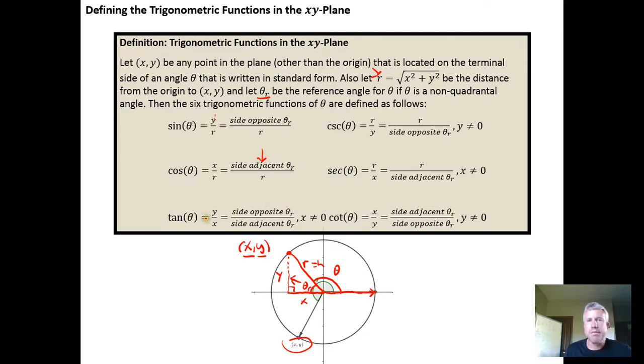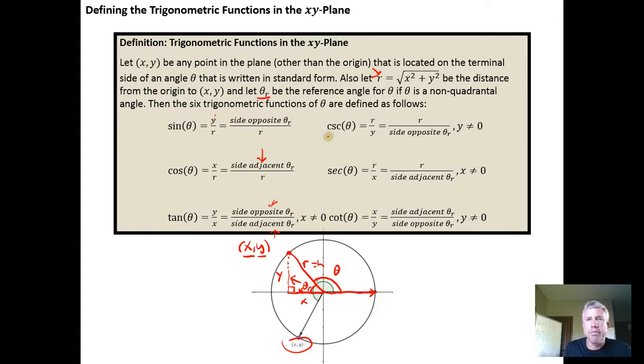And then the tangent of theta, we're going to define it to be the ratio of y to x. So we take the y-coordinate, divide it by the x-coordinate, but we want to notice that this is consistent with how we've already defined it using right triangles, because the y-coordinate is the side opposite the reference angle, and the x-coordinate is the side adjacent the reference angle. So we still have an opposite over adjacent definition for the tangent function.